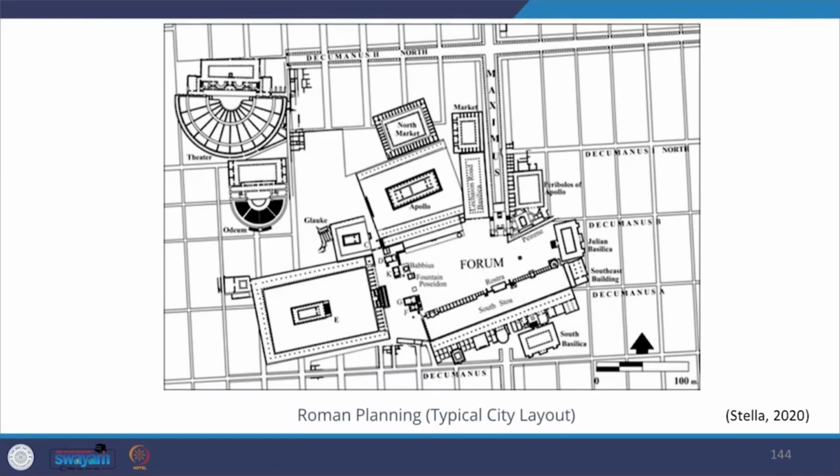The characteristics of the cities were similar. The roads were straight and formed a grid pattern. At the center of the town were two long avenues running east to west and north to south. At the intersection of these two main roads were the administrative buildings, temples, markets, and meeting places.